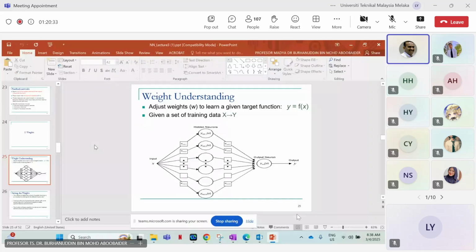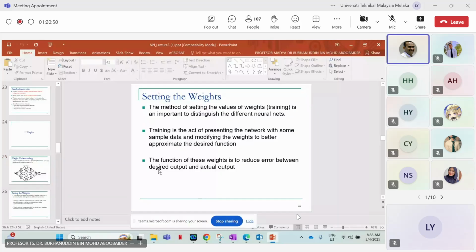You want to teach U, so you already know the target Y. Y is U, how U looks like. So you teach your younger brother or younger sister how to write U. So how do we set the weights? The method of setting the values of the weights, the training, is important to distinguish the different neural nets.